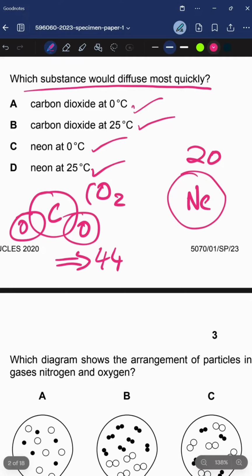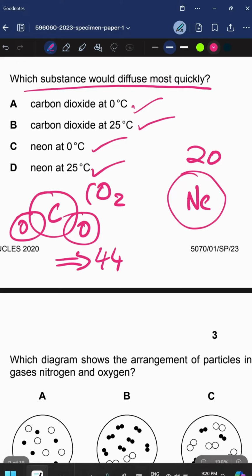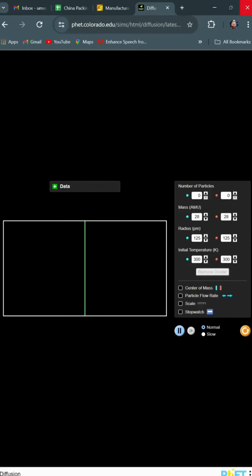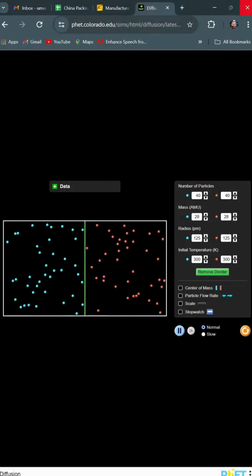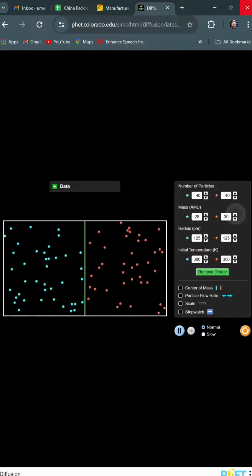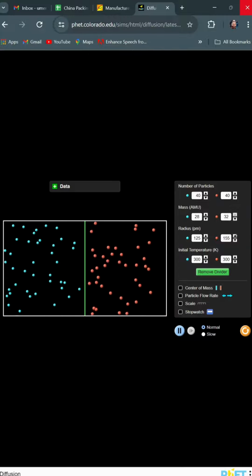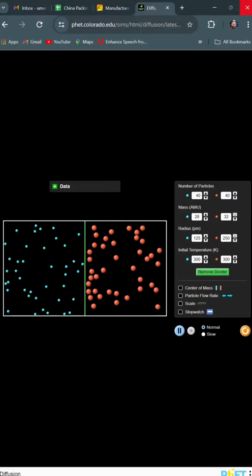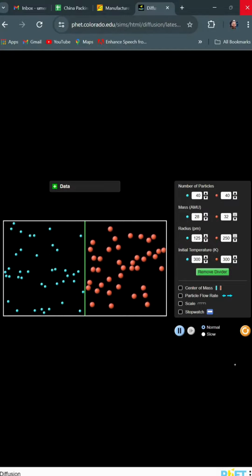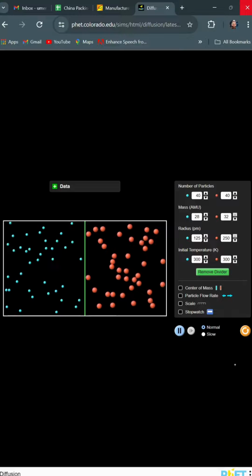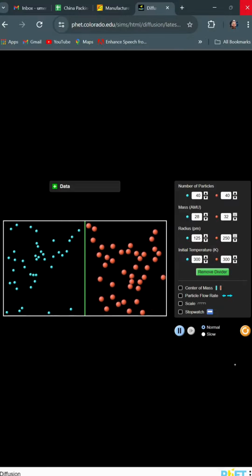But to visualize which will diffuse most quickly, I've got a very cool simulation to show you. So let's have some particles. Let's say these blue particles are neon particles, and we have the same amount of carbon dioxide particles, but since carbon dioxide is heavy, I'm making them more massive, and they are at the same temperature. Let's see which will diffuse faster.